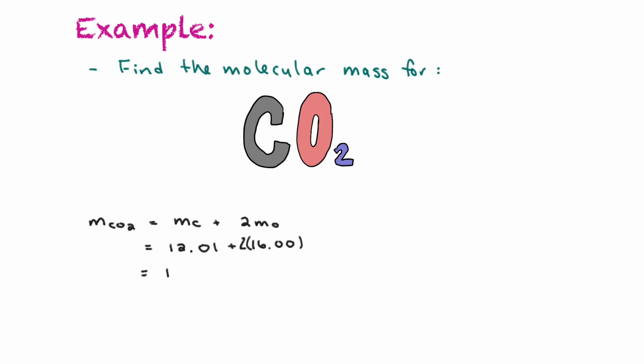So that's going to be 12.01 plus 32.00. We add those two values together, and we should get 44.01 atomic mass units.